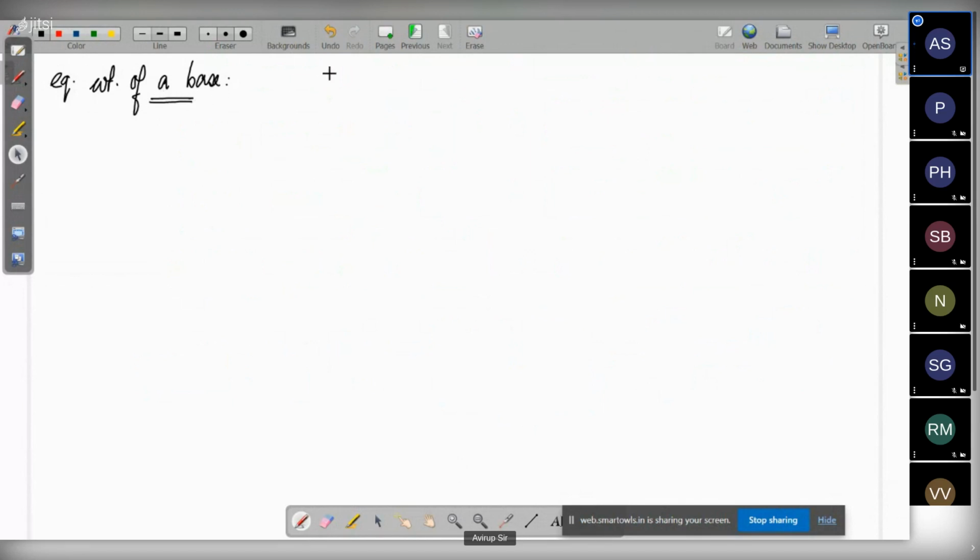How to do this? This will be slightly different from the previous one. So equivalent weight. How many students are there in the class at this moment? What is the total number? Just check and tell me. 9. 9 including me or excluding me? Excluding you. Okay.